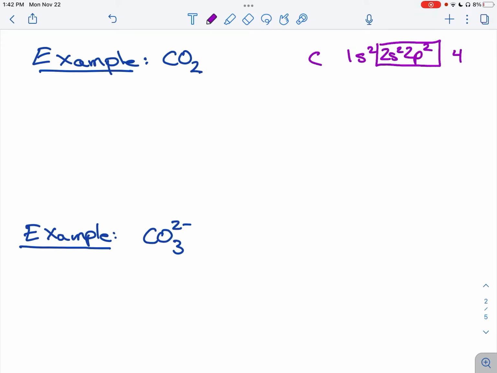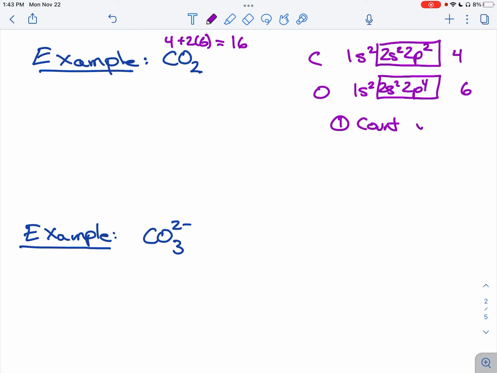Oxygen is 1s2, 2s2, 2p4. So the 2s and the 2p electrons are valence, so there's 6 for oxygen, right? There's a shortcut for this, and I'll show it to you in a minute. So the carbon has 4. Each of the 2 oxygens contributes 6 valence electrons to the molecule, so that's going to be a total of 16 valence electrons. So step 1 is to count the valence electrons for the molecule.